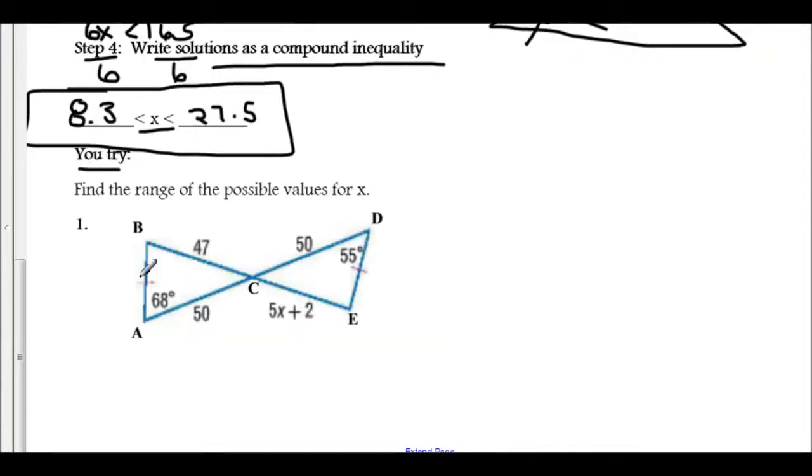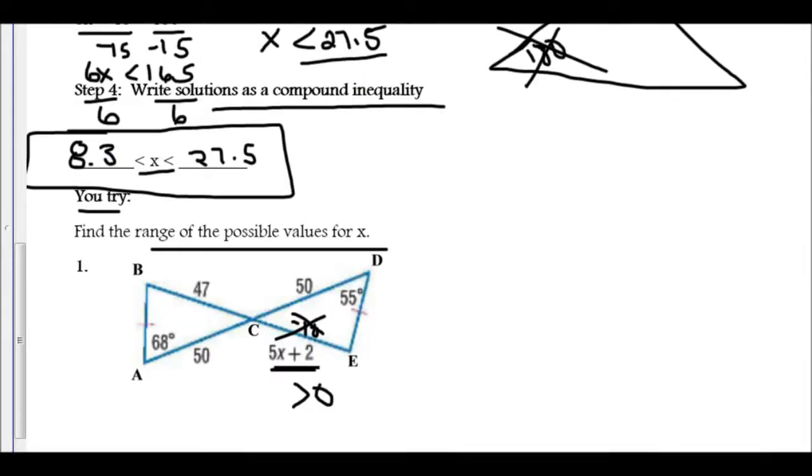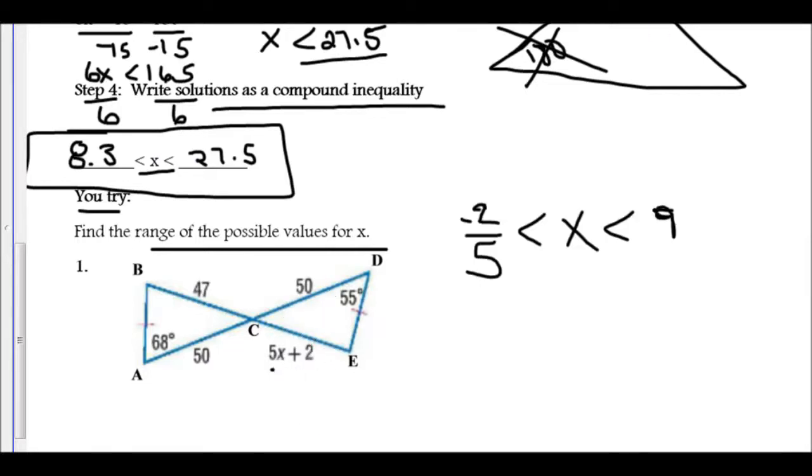All right, I want you to try example 1. Find the range of the possible values for x. So first you're going to be comparing the sides of each triangle based on the angle measures. And then you're going to have to account for the fact that a side length has to be greater than 0. Because remember we said that no side can be less than 0? You can't have a negative 10 side length. It doesn't work. You have to have a greater than 0 side length. So solve the inequality for those two scenarios. Pause the video, actually pause the video, and try it on your own.